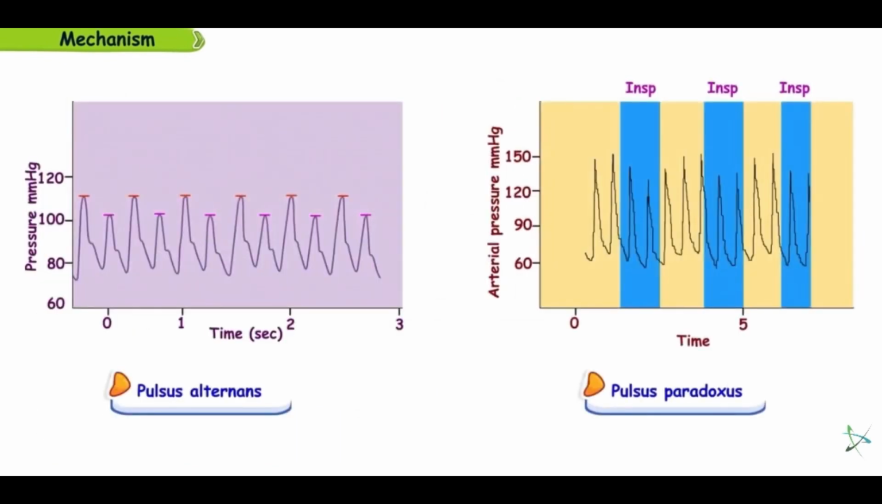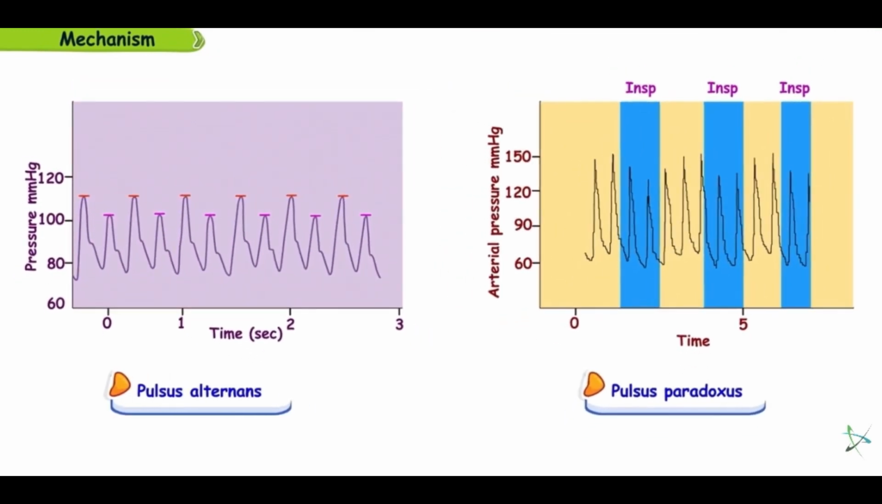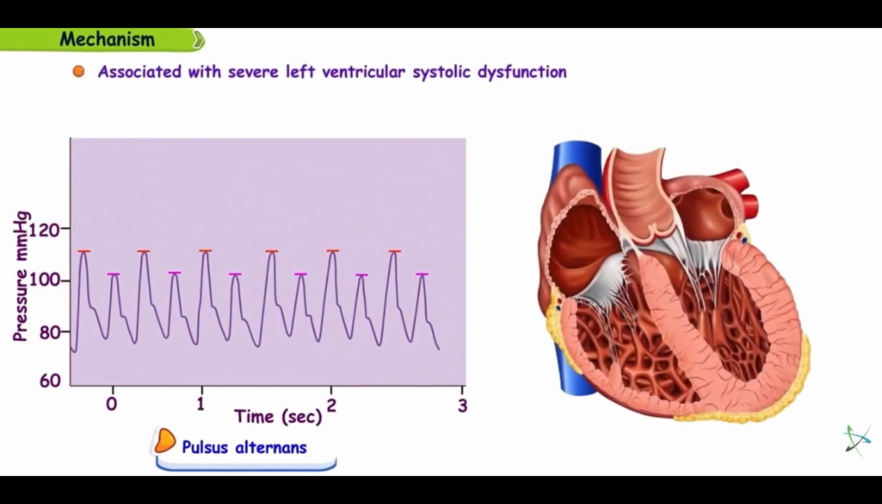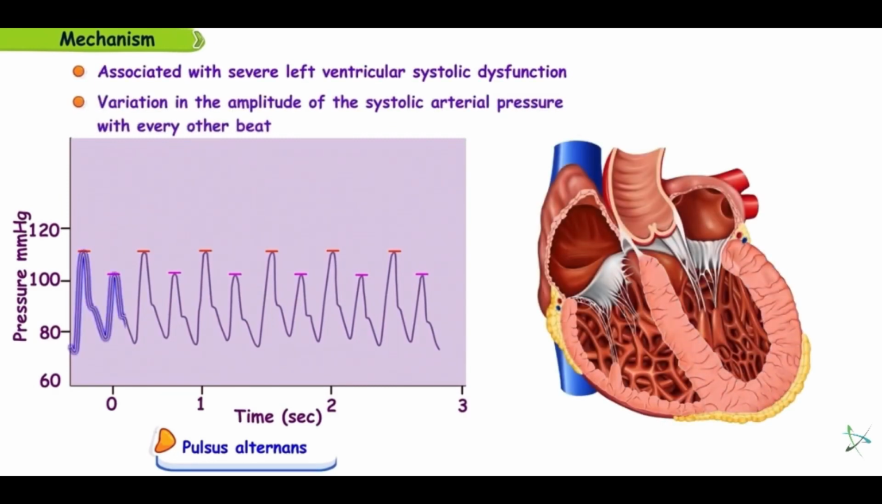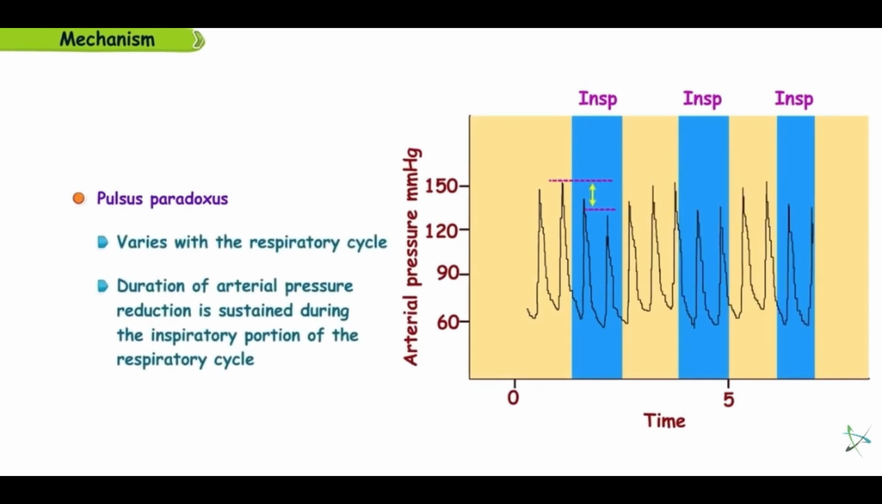Here's a graph demonstrating Pulsus alternans and Pulsus Paradoxus in terms of the arterial waveforms. In Pulsus alternans, which is associated with severe left ventricular systolic dysfunction, there is variation in the amplitude of the systolic arterial pressure with every other beat. In contrast, Pulsus Paradoxus varies with the respiratory cycle, such that the duration of the arterial pressure reduction is sustained during the inspiratory portion of the respiratory cycle.